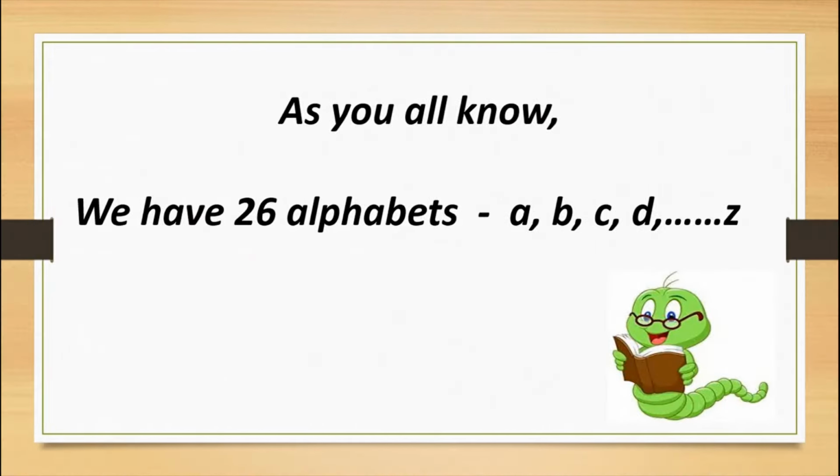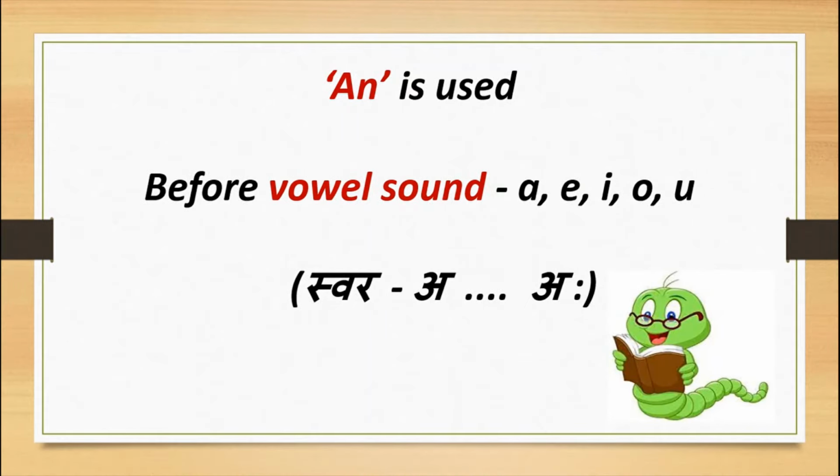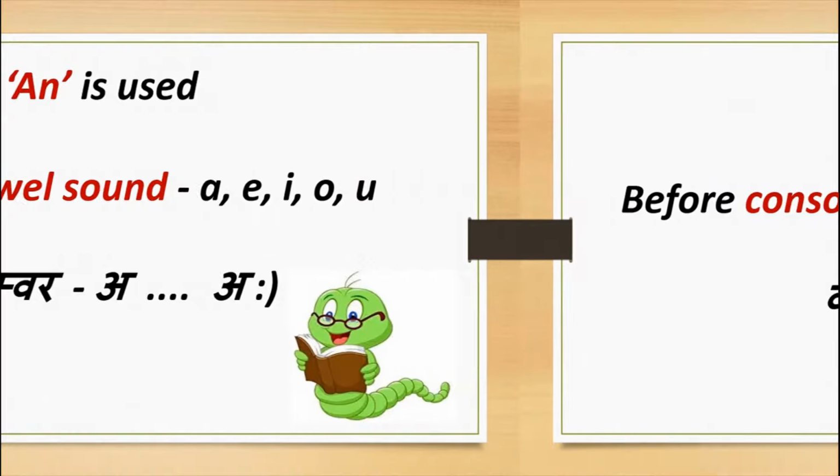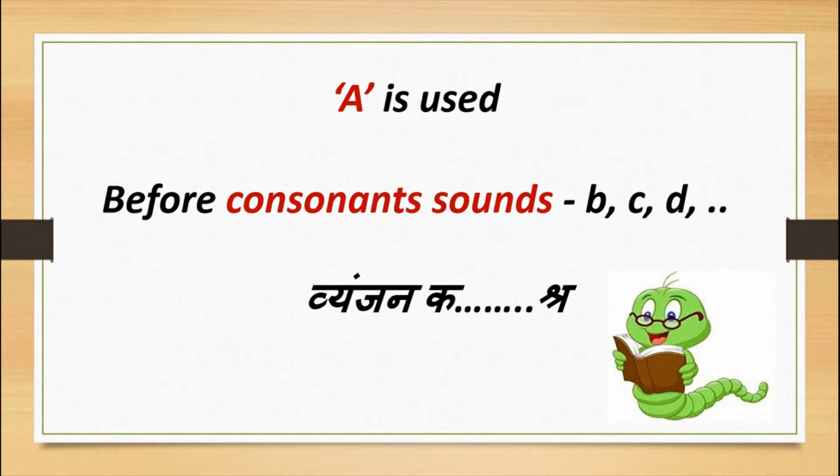As you all know, we have 26 alphabets, A to Z. An is used before vowel sound. पता है vowel sounds और swars इसका best friend है an. तो जब भी ये vowel की sound सुनता है, I'm talking about vowel sound, ए, ई, ओ, अ. ऐसी आवाज आने पर एन उसके पास जाएगा. सिंपल. A is used before consonant sound.